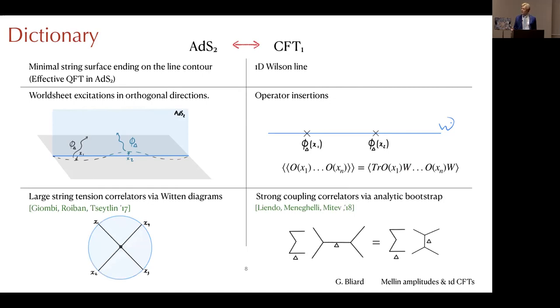The way we study these perturbatively at large string tension is via Witten diagrams, and we'll go into more details later. And at strong coupling, we can also analyze these correlators on the CFT side, mainly through analytic bootstrap. And here, just as this morning, I'm showing the famous crossing equation, which is one of the constraints of this analytic bootstrap.